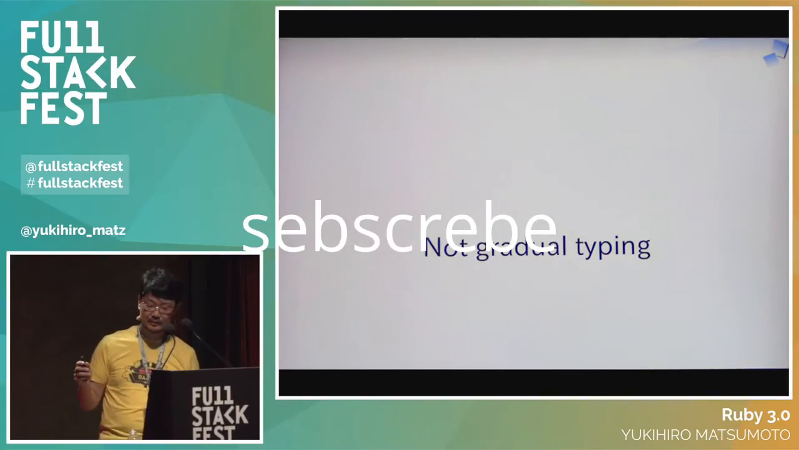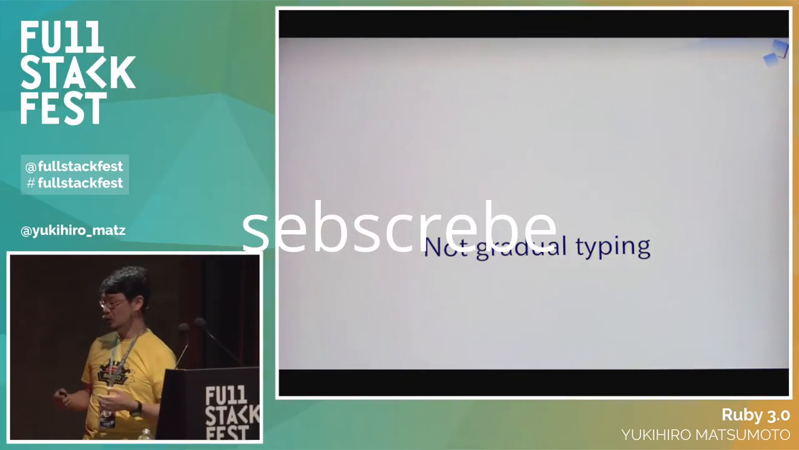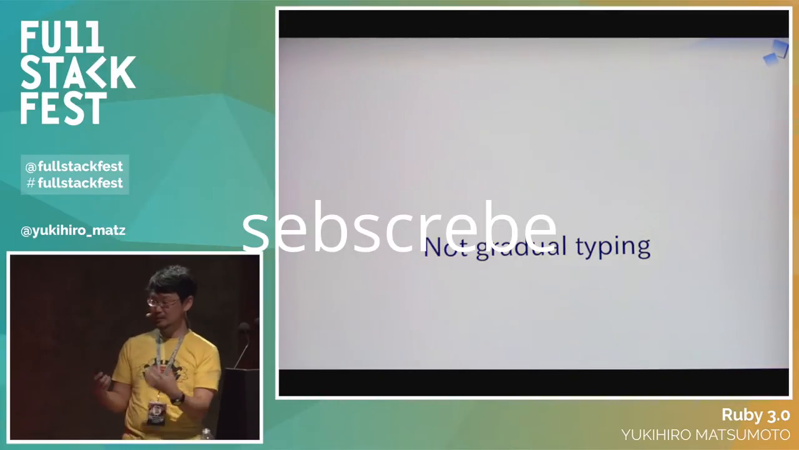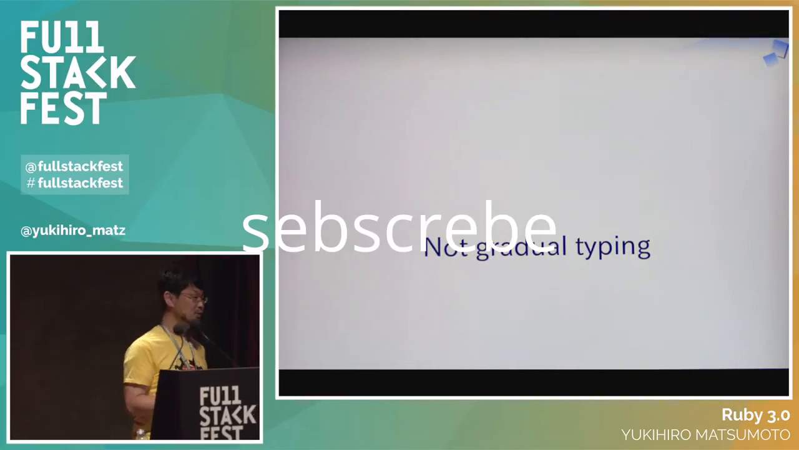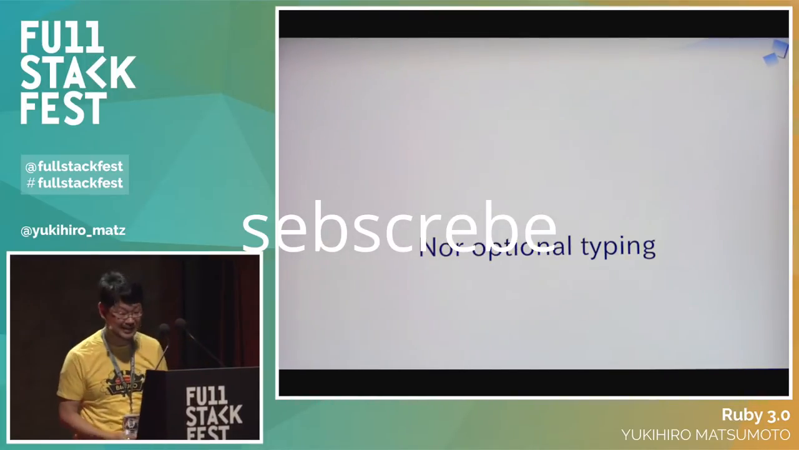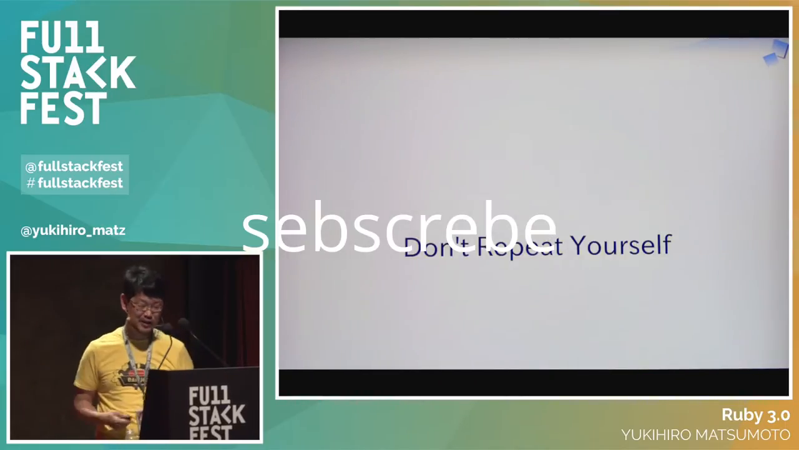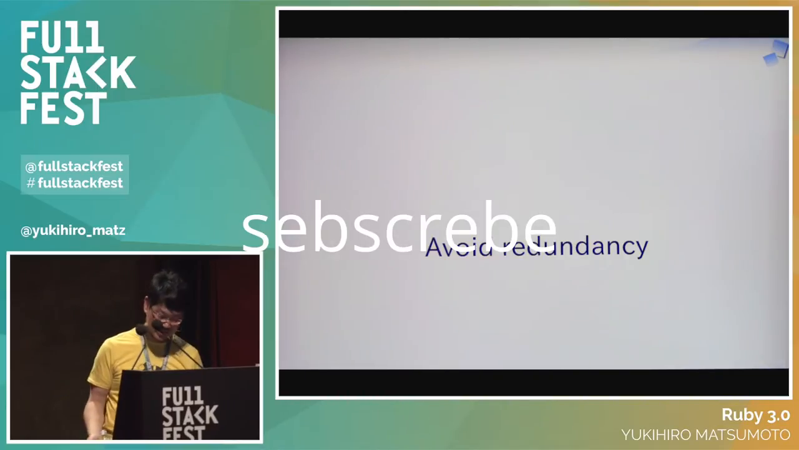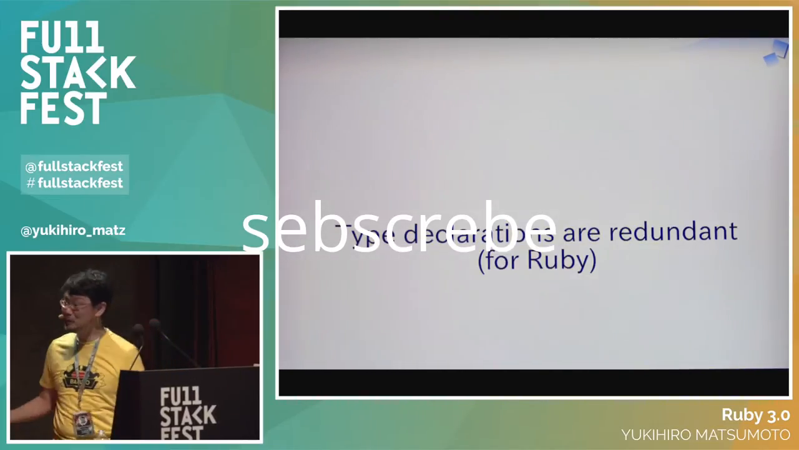But I don't like that. Just because by introducing the gradual typing or the optional static typing, you have to annotate the program. But think about that. Your Ruby program runs without that kind of type declaration. So why do we have to write down that kind of redundancy? It's kind of against DRY from my perspective. Don't repeat yourself. The DRY principle: avoid duplicates and avoid redundancy. Avoid copying and pasting because it's bad. But type declarations are redundant, for Ruby at least.